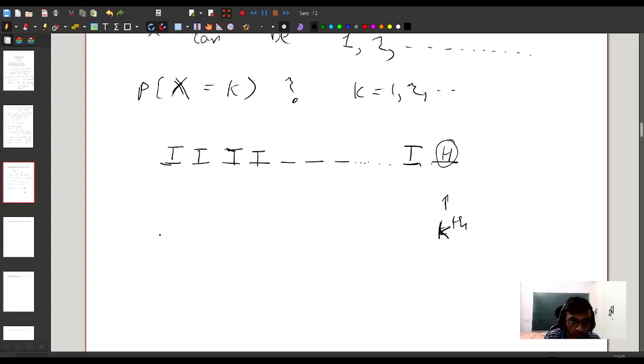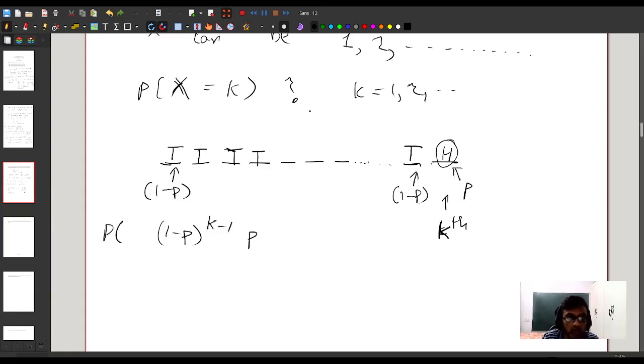So the probability for this is the probability for tails to show up k minus 1 times, which is 1 minus p whole to the k minus 1. Here the probability is 1 minus p, and these coin tosses are independent. And the kth time we should get a head, and the probability for that is p. So this is the probability that the random variable x is k, or the number of coin tosses in this experiment is k.